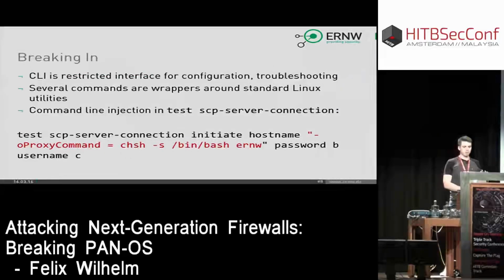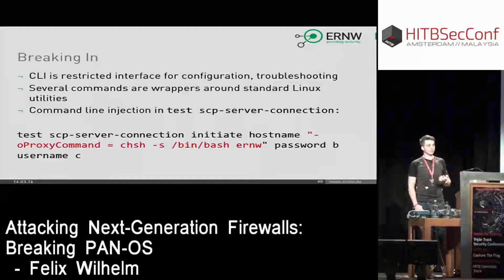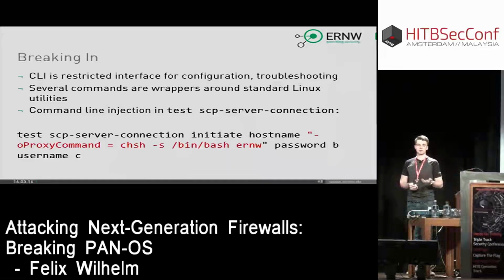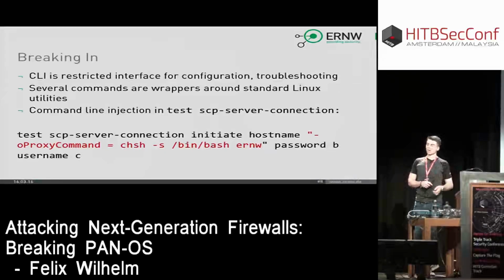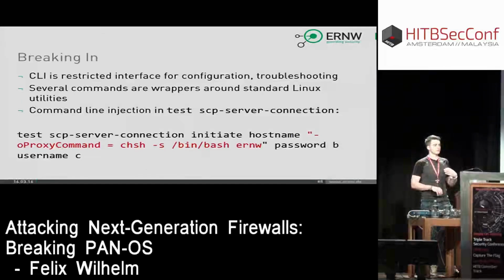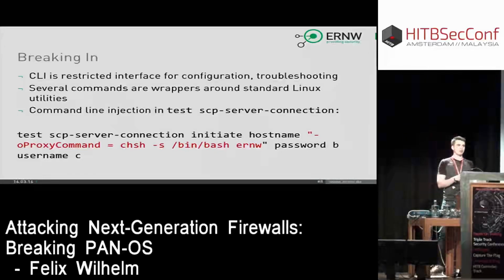So the first vulnerability I discovered is kind of easy. You look at the command line interface, which is a really restricted interface that can be used for configuration and troubleshooting. But it mostly works by using small wrappers around standard Linux utilities. So basically, if you call this test SCP server connection command, what happens on the underlying operating system is that the normal SCP Linux utility is called, and the arguments you pass in the Palo Alto shell interface will be passed down to this SCP command.